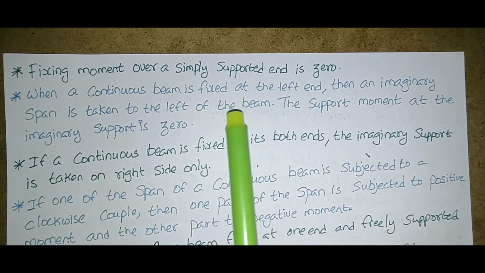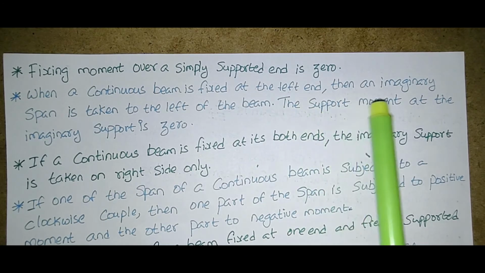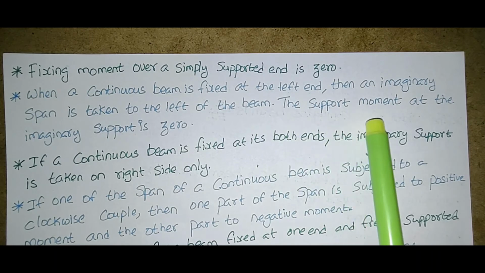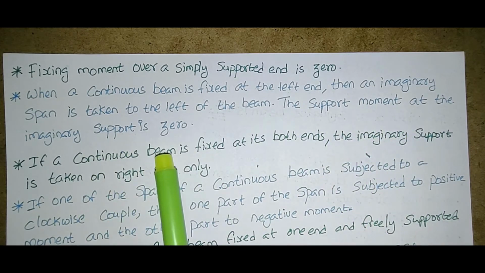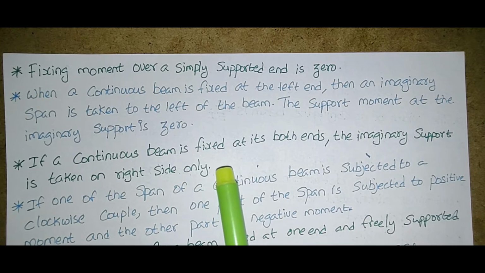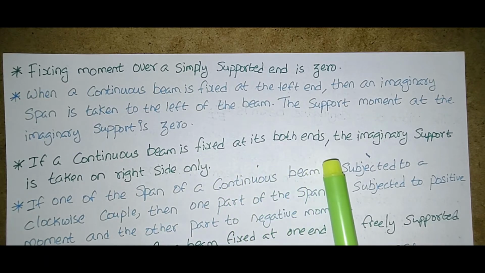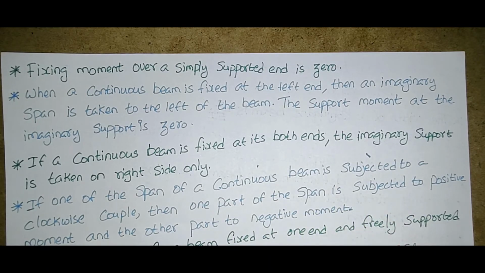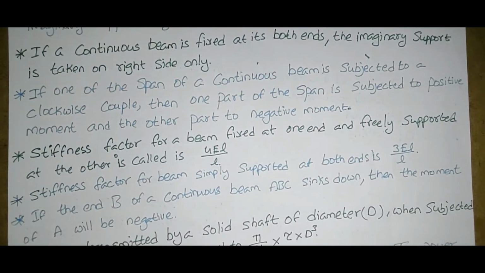When a continuous beam is fixed at the left end, then an imaginary span is taken to the left of the beam. The support moment at the imaginary support is 0. If a continuous beam is fixed at both ends, the imaginary support is taken on the right side only. If one of the spans of a continuous beam is subjected to a clockwise couple, then one part of the span is subjected to positive moment and the other part to negative moment.